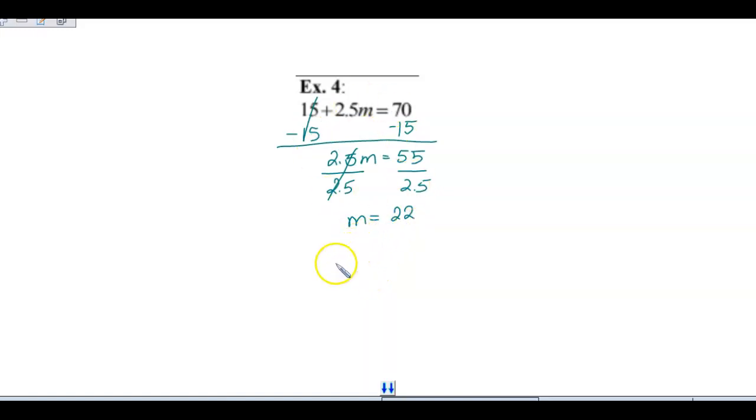Now I need to check to see if my math is correct. If I have 15 plus 2.5m equals 70, and I replace the m with 22, is it a true statement? Well, order of operations, I should do multiplication first. So I'm going to take the 22 times 2.5, and I'm going to get 55. Now I'm going to take 15 plus 55, and I am going to get 70. Is that equal to 70? Yes, it is. So my answer checks out.